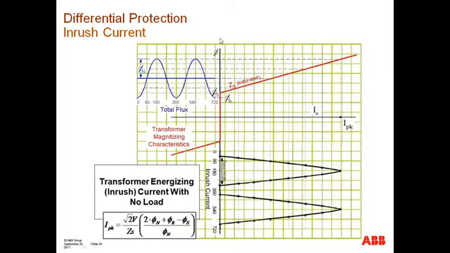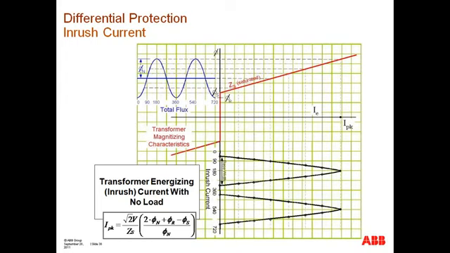In this particular case, what we're trying to show in this slide is that we now know that we have this source of false differential current. So how can we monitor for this condition in such a way that we can block our differential algorithm, so that we don't misoperate during the energization of the transformer, which is when this inrush current occurs?